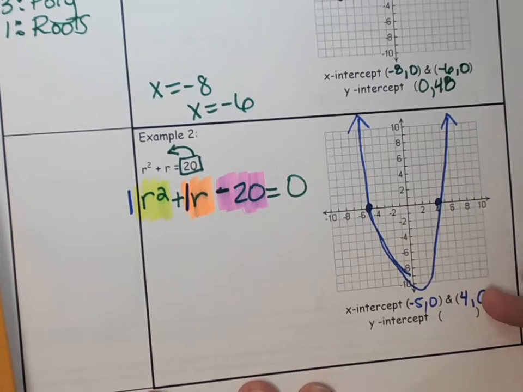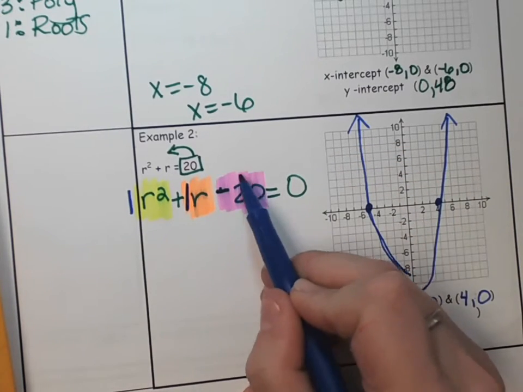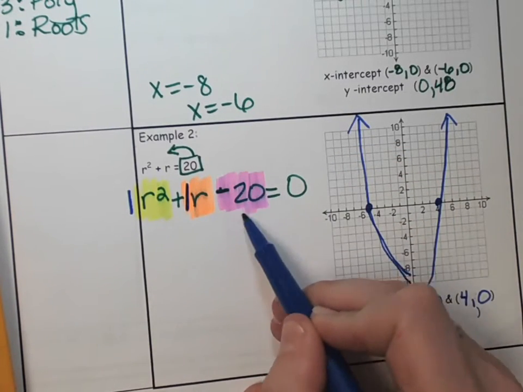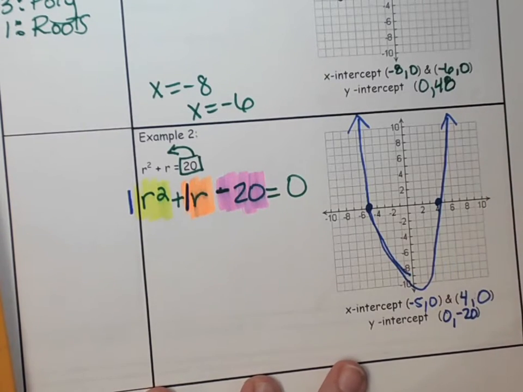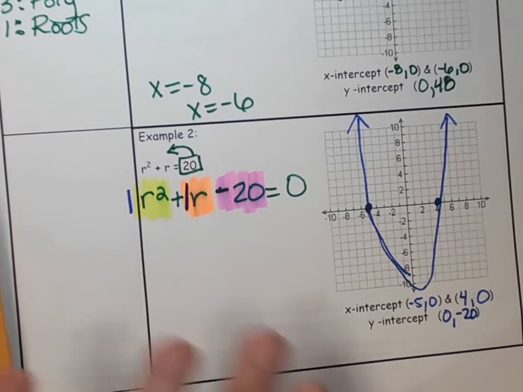Your y-intercept, don't forget, we talked about that earlier. That is our c, our pink value right here. So this is going to be 0, negative 20. If you need to zoom out and you want to see it, just zoom out.